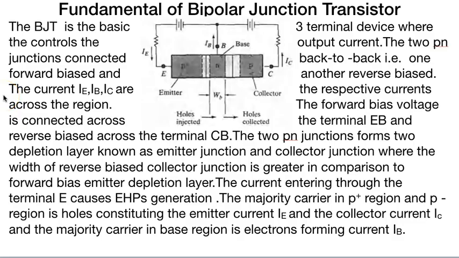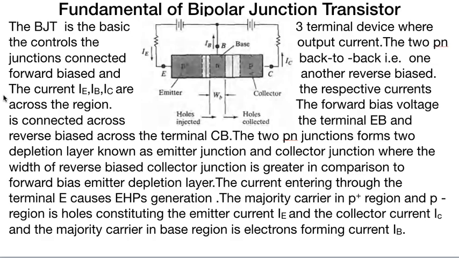Now let's first discuss the fundamentals of the bipolar junction transistor. As the name suggests, bipolar means two poles. The BJT is a basic 3-terminal device where the input controls the output current. The 2 PN junctions are connected back to back, that is, one forward biased and the other reverse biased. The emitter current, base current and collector current are the respective regions' currents.